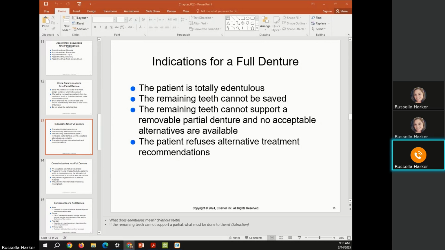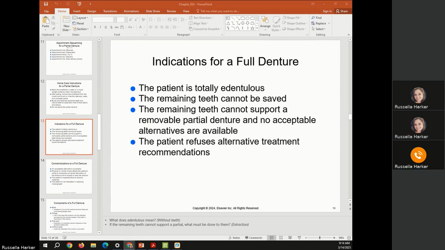So it's also known as a full denture or a plate, they used to call it. This is going to be for patients that are totally edentulous, and what edentulous means is without teeth. This is for when the remaining teeth cannot be supported with a partial. And when that happens, the rest of the teeth have to be extracted. The patient becomes edentulous.